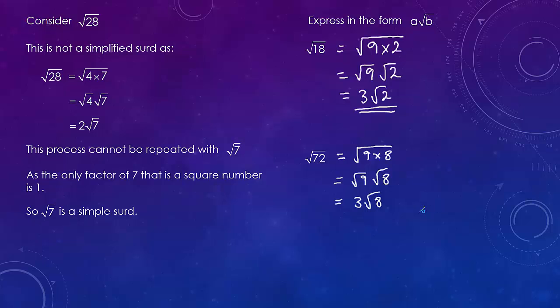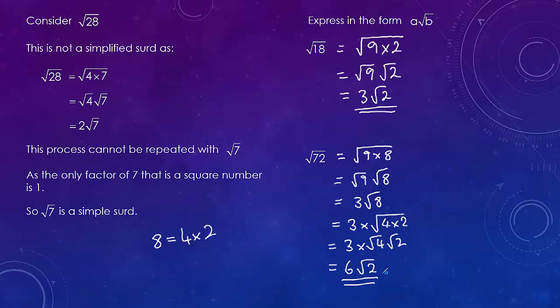But that's not the end of the process, because of course 8 is 4 times 2, so root 8 is not a simple surd. So we'd have 3 multiplied by root 4 times 2, which is 3 multiplied by root 4 root 2, and of course root 4 is 2, multiply that by 3 is 6, so we have 6 root 2.